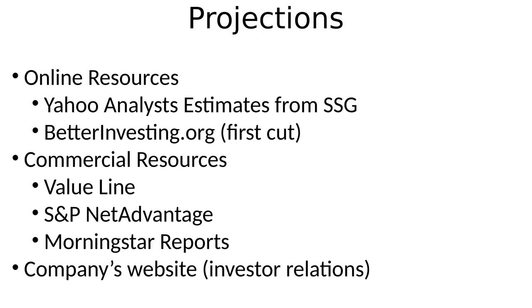You use commercial resources, ValueLine, library subscription for ValueLine, S&P Global Net Advantage. That's again another subscription. These subscriptions cost a lot of money, so that's why libraries have them, and you don't have to pay for them.